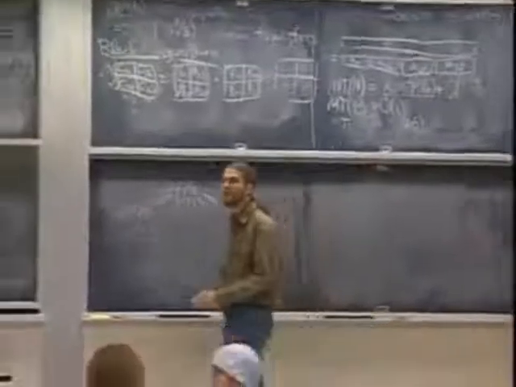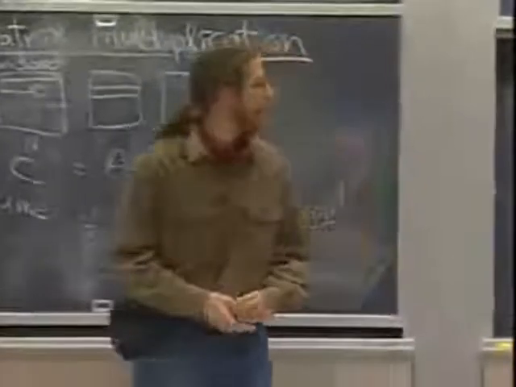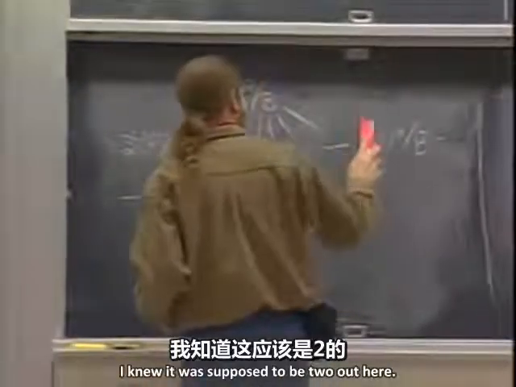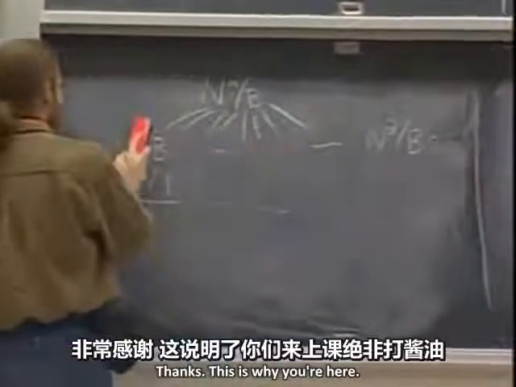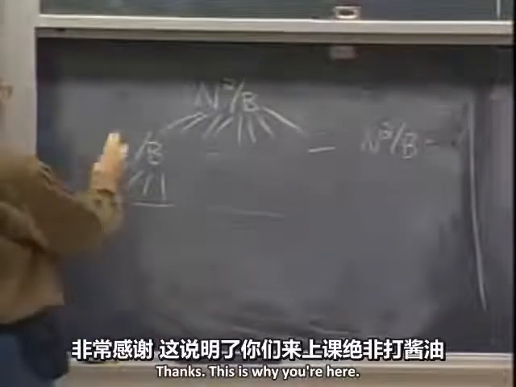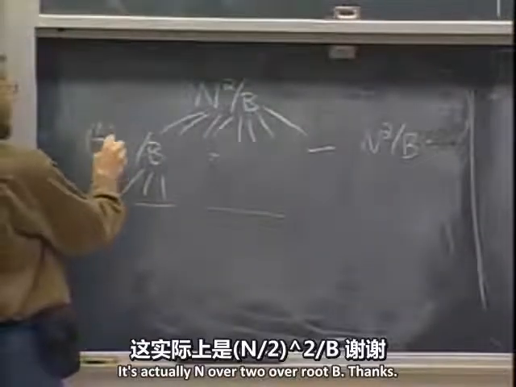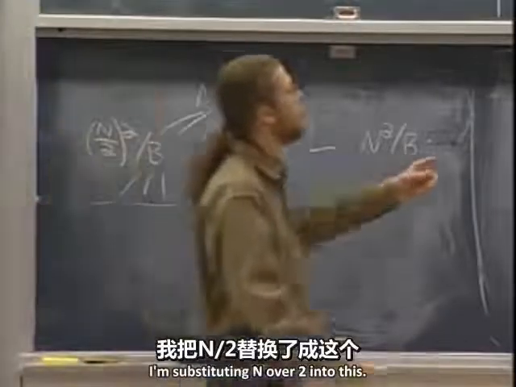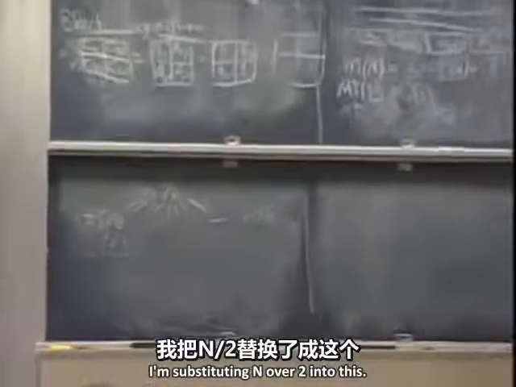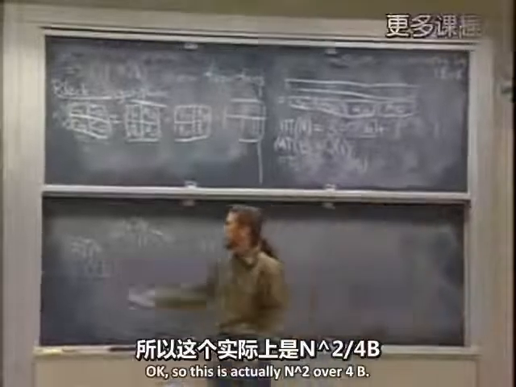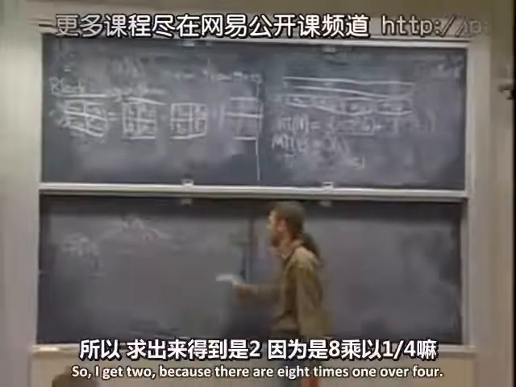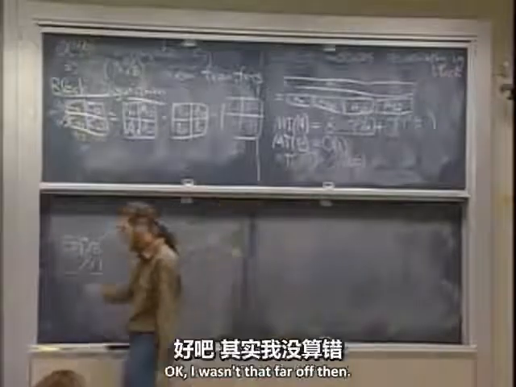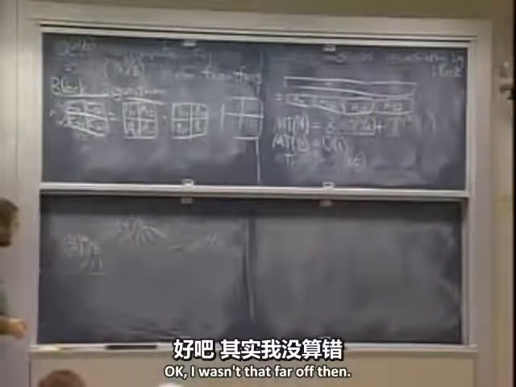Yeah, you have a question? Why is it n squared over b if you plug in n over 2? Oh, indeed. I knew there was something. I knew it was supposed to be 2 out here. Thanks. This is why you're here. It's actually n over 2 squared over b. Thanks. I'm substituting n over 2 into this. Okay, so this is actually n squared over 4b. So I get 2, because there are 8 times 1 over 4. Okay, I wasn't that far off then.